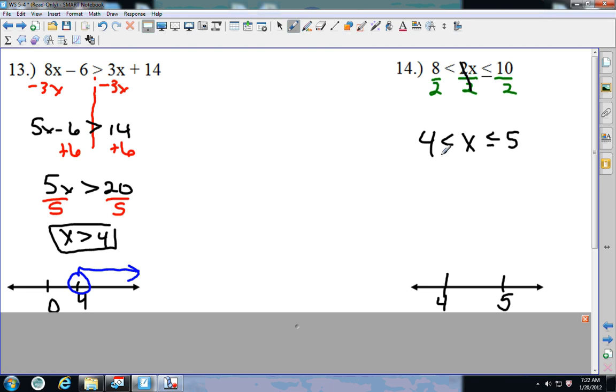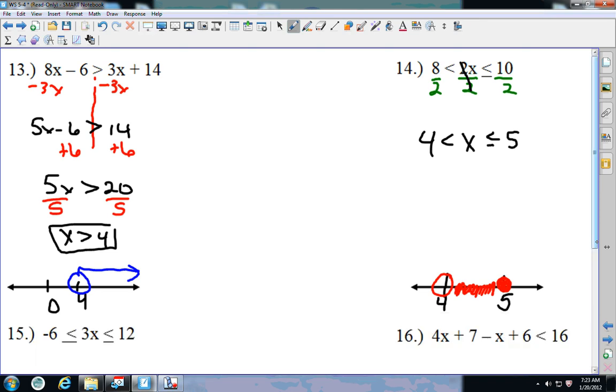Okay, well, x is in between 4 and 5, but on the 4, does it equal 4? No, so it's an open circle. Now 5, it's equal to 5, so it's a closed-in dot. Now x is in between it, so you will shade in between. The next two.